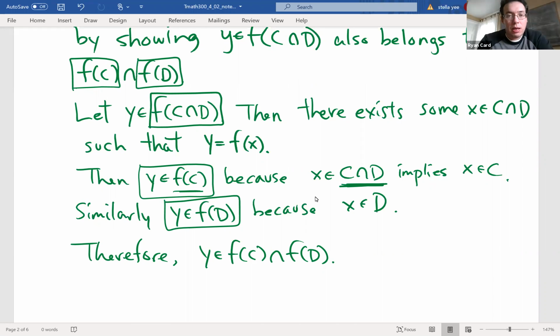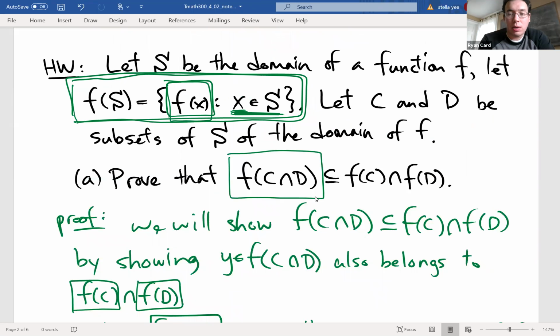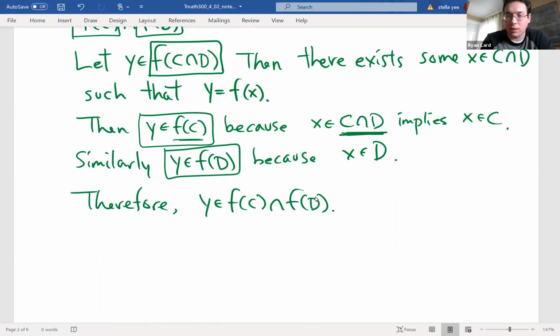So I think I'm not going to do part B. Part B of this homework question is showing that you could get a strict subset here. F of C intersect D could actually be smaller, so just a strict subset of F of C intersect F of D. So I want you to try out different functions to see if you can get that counterexample.